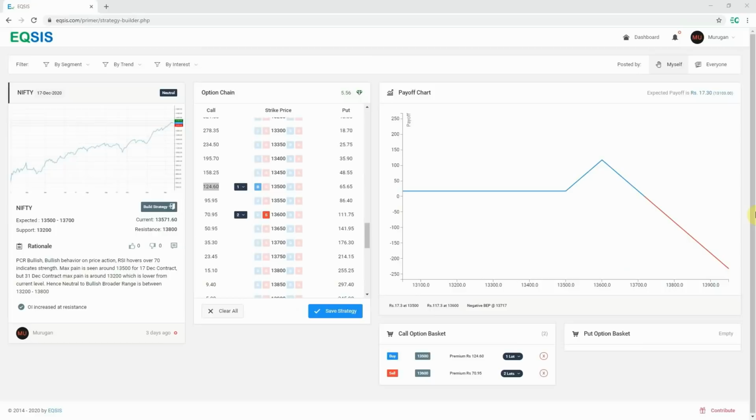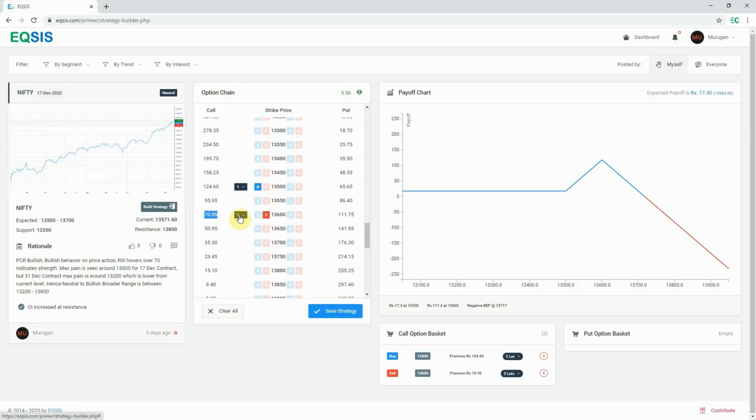Look at this one. Again, I'm gonna take the same example. Look at this. Now it is a credit ratio spread. Why did I call that a credit ratio spread? Because you paid 124, but you received 140. So at the time when you construct the strategy, you have actually received 140 rupees, but you paid only 124. So you received more than what you actually paid, in a way that it is a credit. So there is gravity on your side.